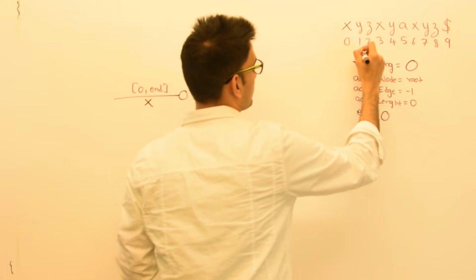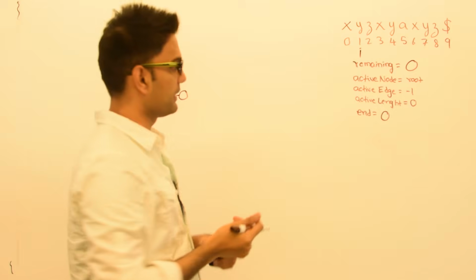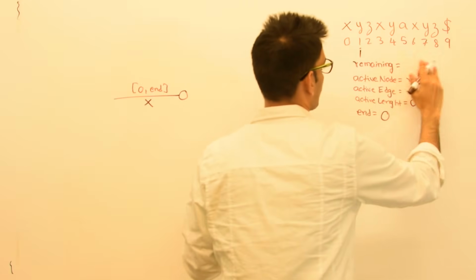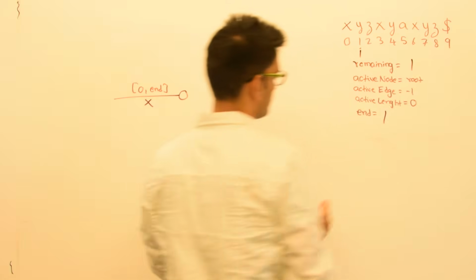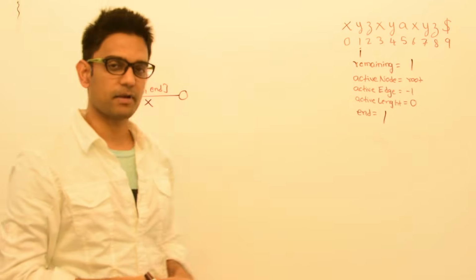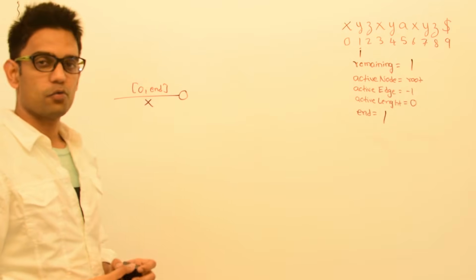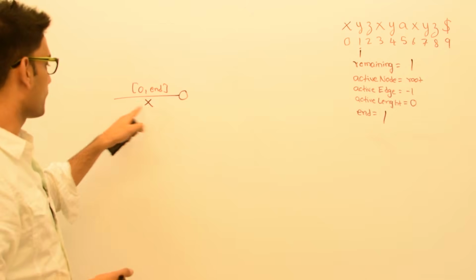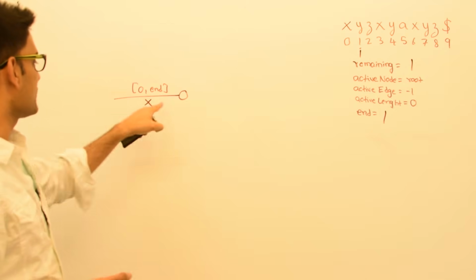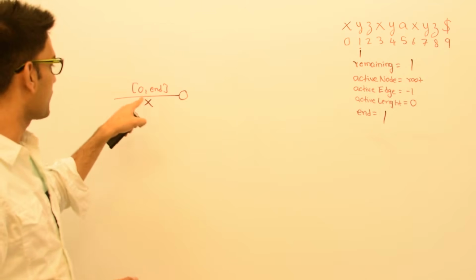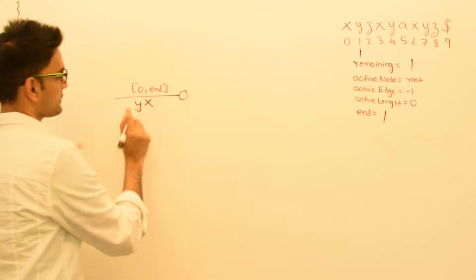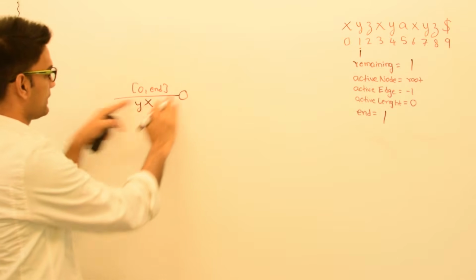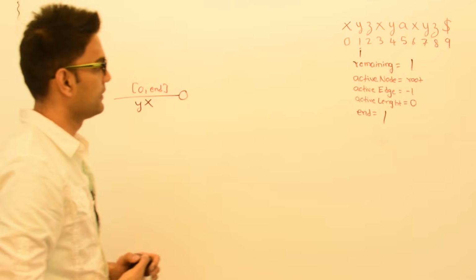So I goes to 1. Again, the first thing we do is increase our remaining by 1, so remaining becomes 1, and end becomes 1. As soon as end becomes 1, our rule 1 extension gets taken care of for free, because now this edge is really representing 0 to 1, so x to y. We did nothing, just by incrementing end by 1, this extension got taken care of.